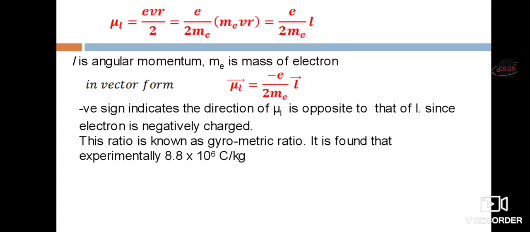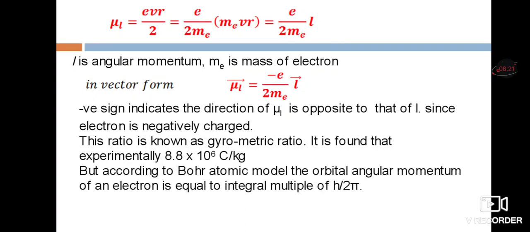And this ratio, mu L equal to minus e divided by 2me into L that we got, this ratio itself is called the gyromagnetic ratio, and it is found experimentally. The value is 8.8 into 10 to the power of 6 coulomb per kg.